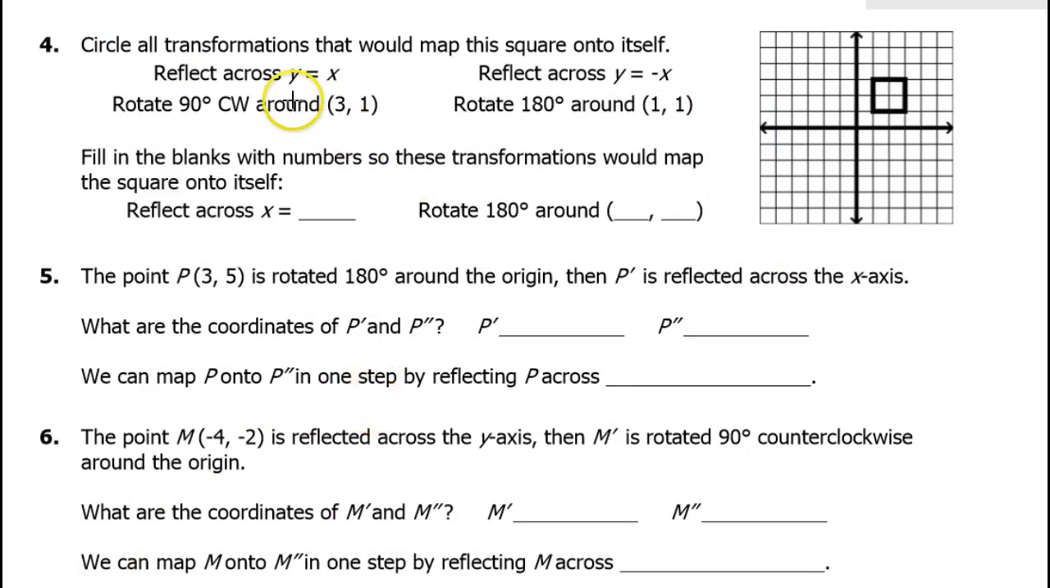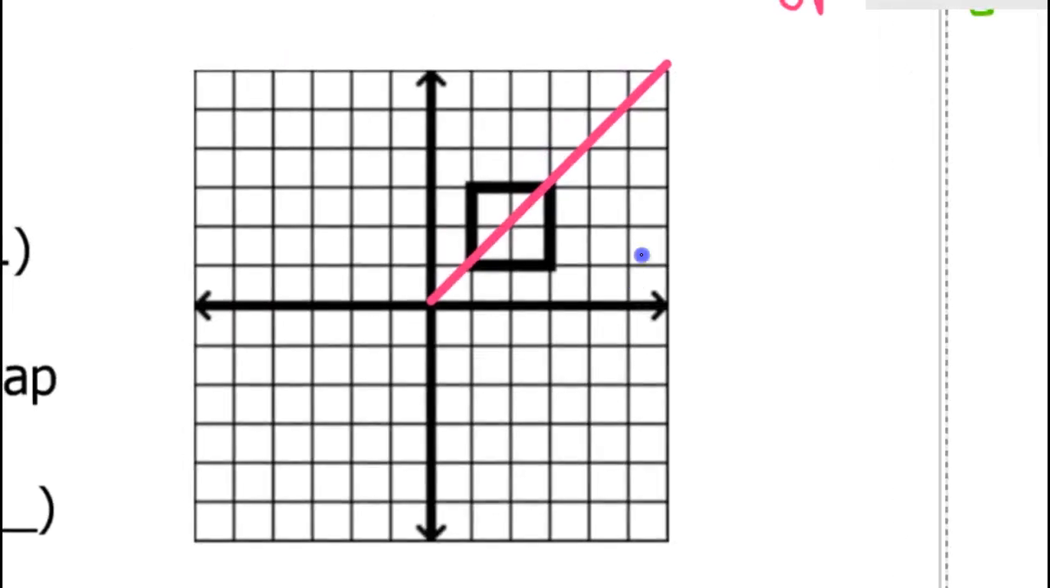For problem number 4, we need to circle all the transformations that would map this square onto itself. So we are talking about lines of symmetry. So look, first they say the line y equals x. Remember that the line y equals x is a diagonal line like this. So the only question is, is that a line of symmetry for this square? And sure, it is.